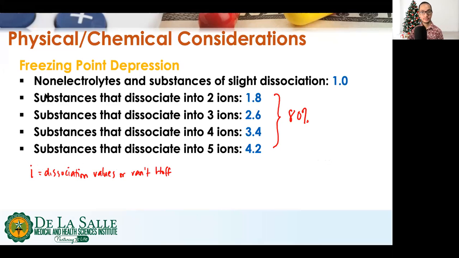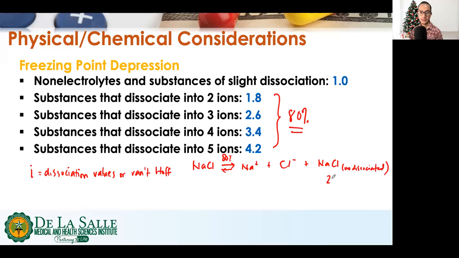Now, I recall that I mentioned last time how we determine the i value for any given percentage dissociation. My example was sodium chloride, if you still remember it. Sodium chloride in solution will dissociate into two ions, your sodium ion and chloride ion. Now, if, for example, our sodium chloride only dissociates by as much as 80%, then 20% of it will remain undissociated. So this is the undissociated sodium chloride.